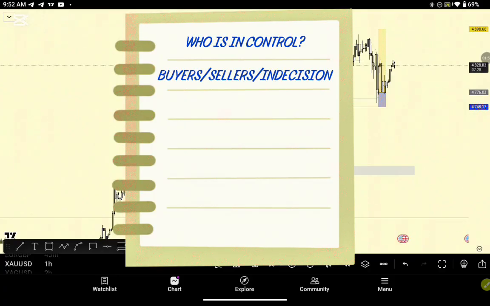Market structure gives us a sequence of highs and lows. It reflects trend direction and momentum. Market structure is the way price forms highs and lows, to show whether the market is trending up, down, or is ranging.